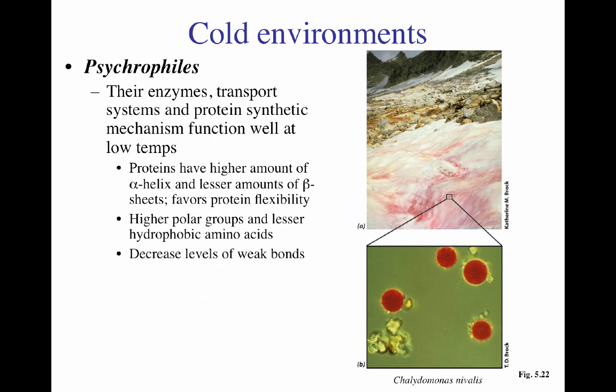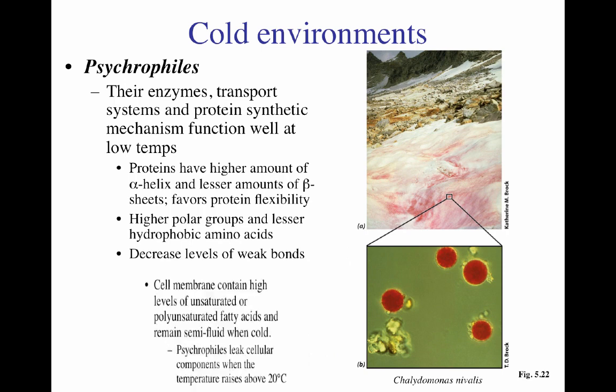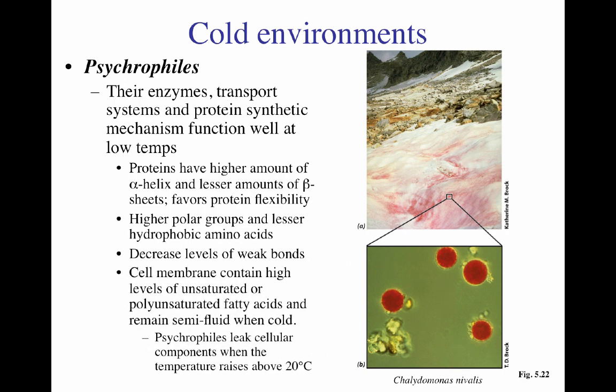They're going to have lower levels of weak bonds. And now the cell membrane is going to contain a lot of unsaturated or polyunsaturated fatty acids. And as you remember from Bio 110, those are going to remain semi-fluid when cold. So if you bring up the temperature for the psychrophiles above 20 degrees, now they start to have membrane failure and they're going to leak cellular components into their environment, so they die.